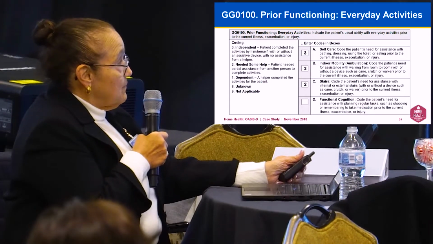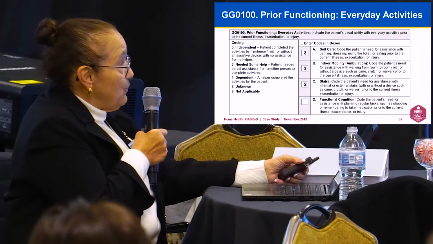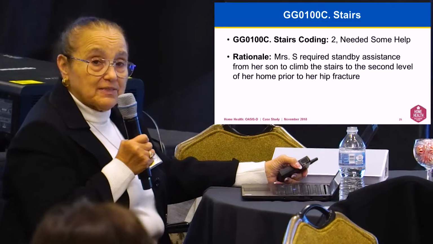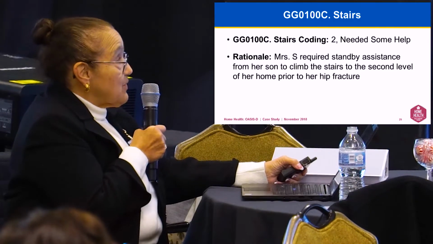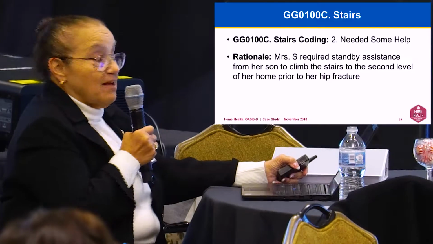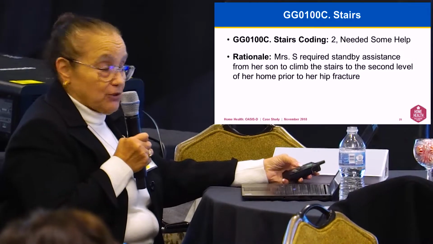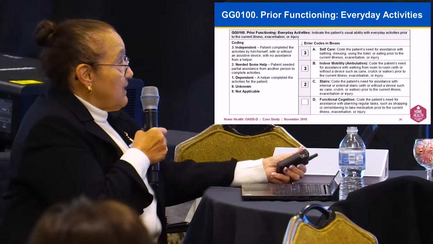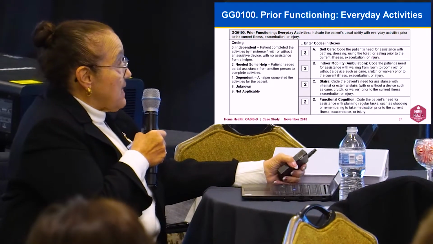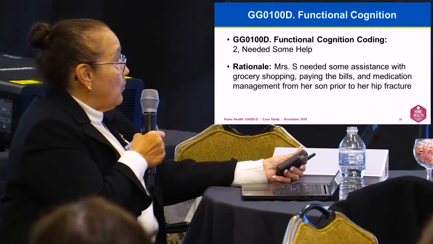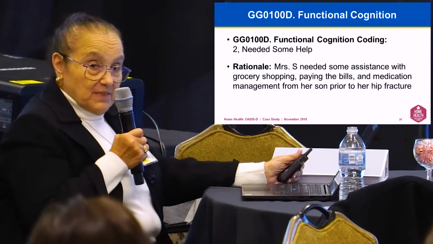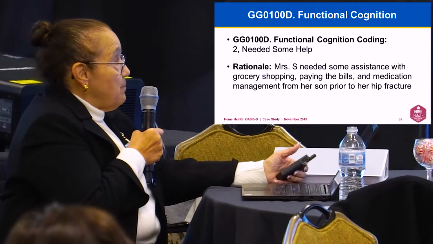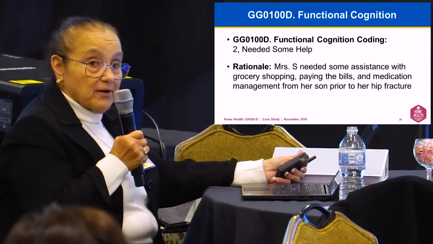C, stairs. Here we have to code her as a 2, needing some help. The reason being that Mrs. S required standby assistance from her son to climb the stairs to the second level of her home prior to the hip fracture. Finally, D, functional cognition, we are scoring our patient Mrs. S as a number 2, needing some help, with the rationale being that Mrs. S needed some assistance in grocery shopping, paying the bills, and med management from her son prior to the incident.